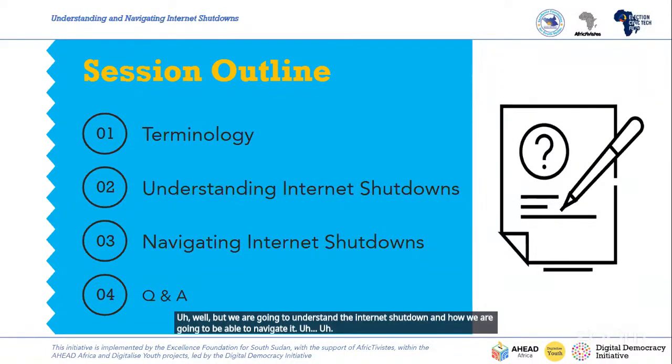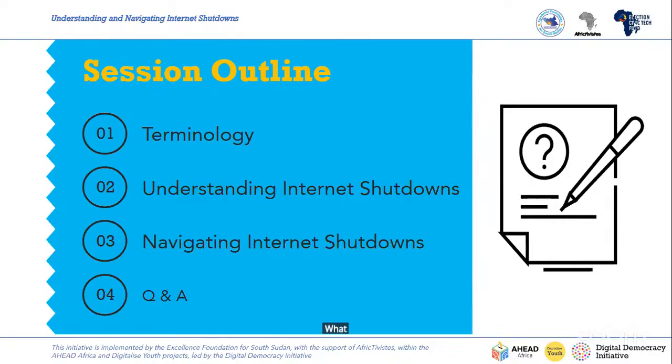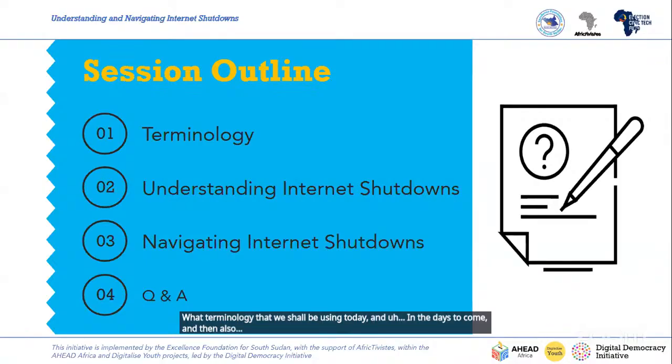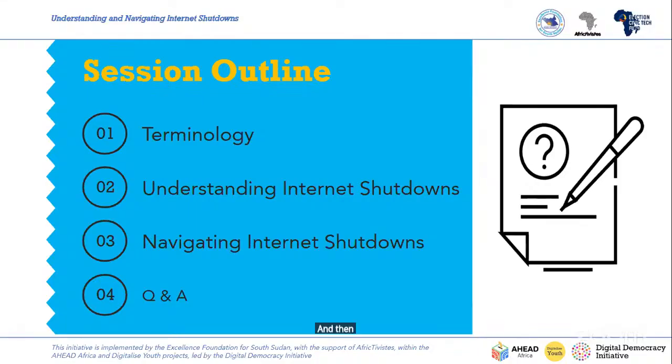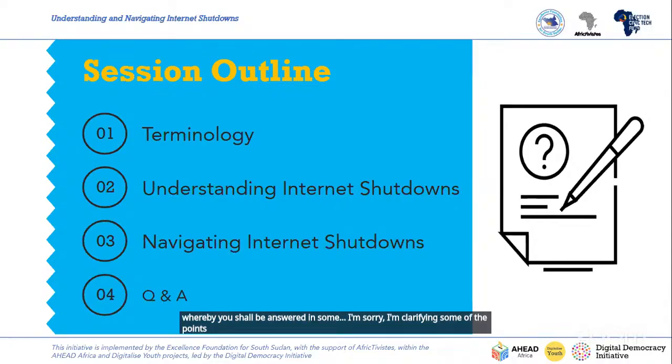Firstly, in the session outline, we have the terminology. We are going to try and understand what terminology we shall be using today and in the days to come. And then also, we're going to understand what internet shutdown is. Thirdly, we're going to try and find ways of how to go around internet shutdowns. And fourthly, we are going to have the question and answer, whereby we shall be answering and clarifying some of the points and concerns that we may have at the end of the session.